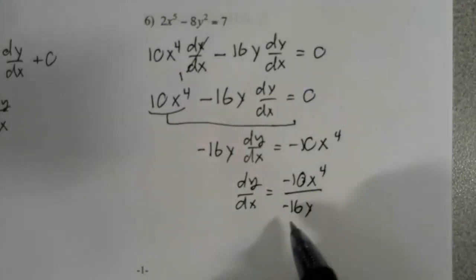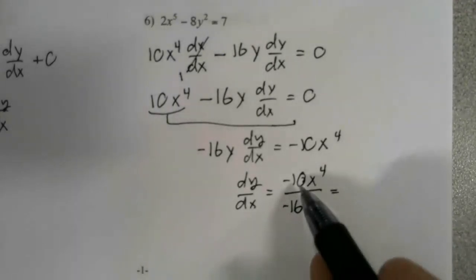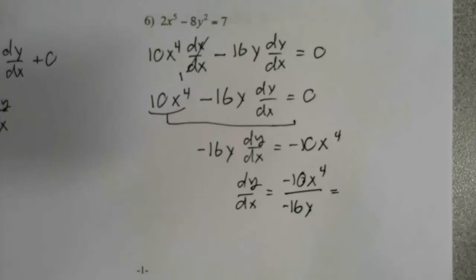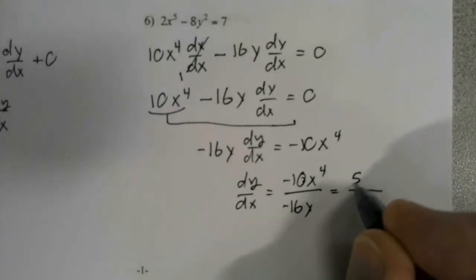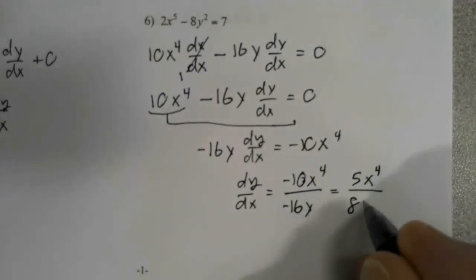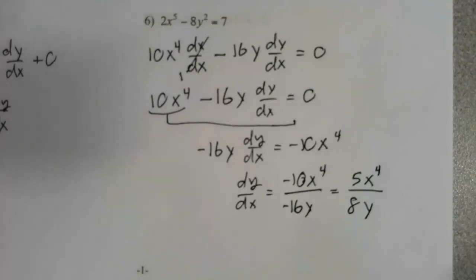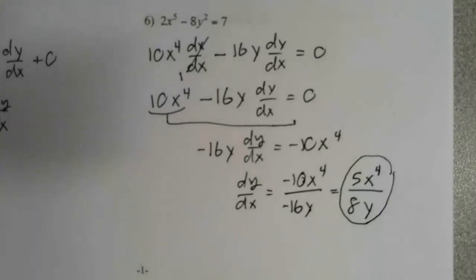I can reduce the numerical part of this answer. So I can divide both the numerator and the denominator by negative 2. That leaves me a 5x to the fourth in the numerator and an 8y in the denominator. So that is my final answer there. So those are questions 3, 4, 5, and 6. And I will work on the video for the other 4 problems on the other side of this next.